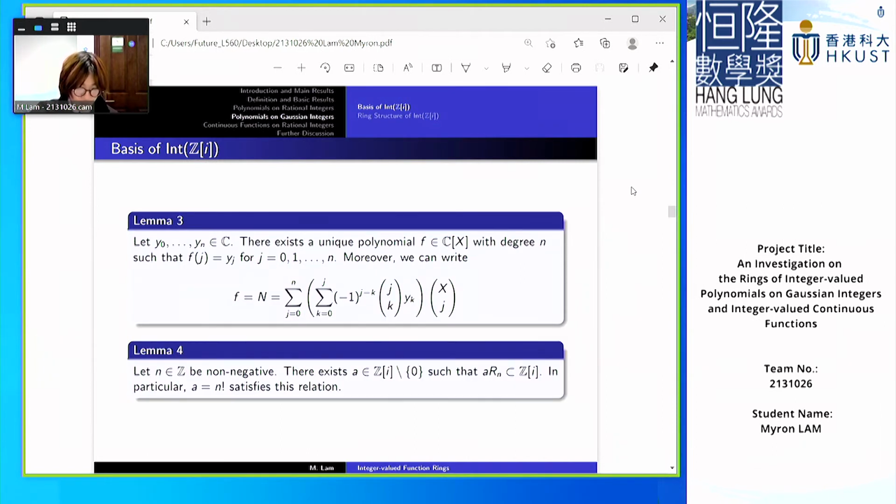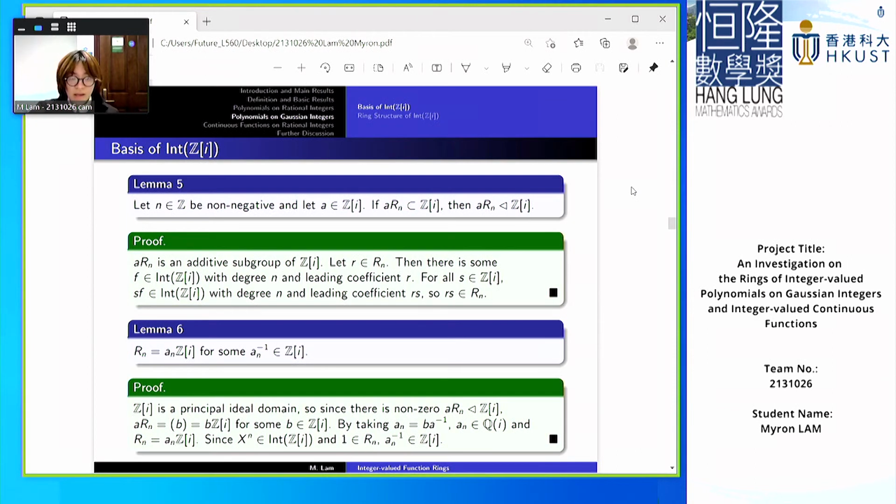By performing interpolation and writing the polynomial in the form shown on the slide, we see that there exists a non-zero Gaussian integer a such that aR_n is a subset of the Gaussian integers. So, for example, n factorial is one such number. Next, if aR_n is a subset of Z[i], then it is an ideal. Since Z[i] is a PID, aR_n is generated by a single element, say b, and it follows that R_n equals a_n times Z[i], where a_n equals b over a is the reciprocal of a Gaussian integer.